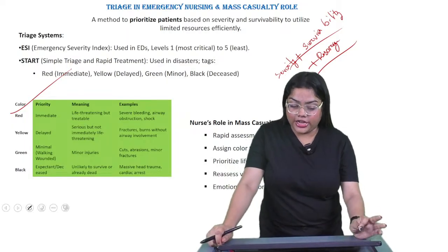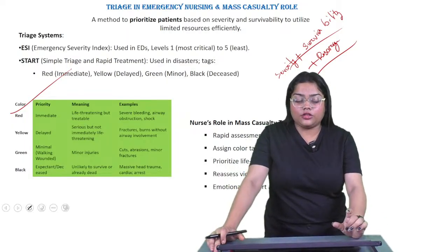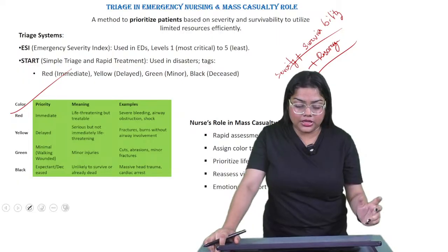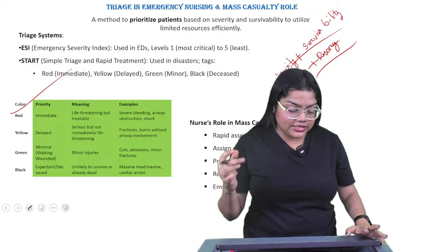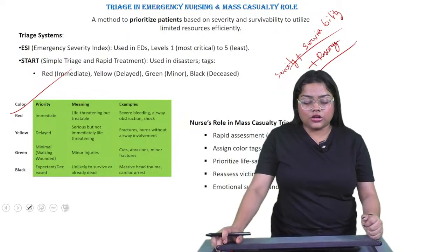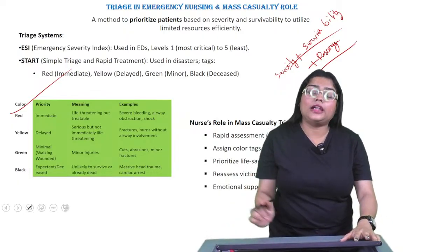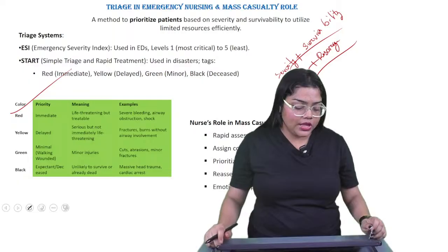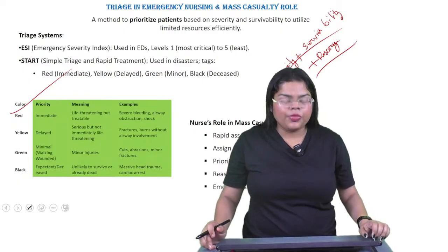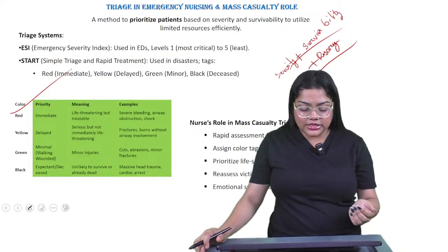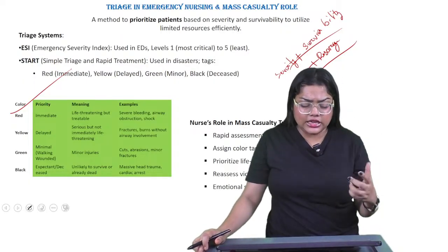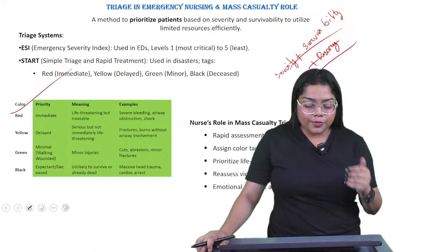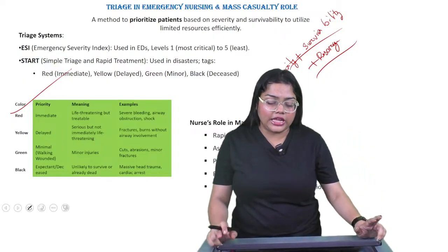So first one is red. Red color means the patient or the victim needs immediate care. The priority is immediate, meaning the person is going through a life-threatening situation, but it is treatable. Examples are severe bleeding, airway obstruction and shock. Then yellow is delayed. Delayed means it is serious but not immediately life threatening, so the treatment can be a little delayed. Examples are fractures and burns without airway involvement.